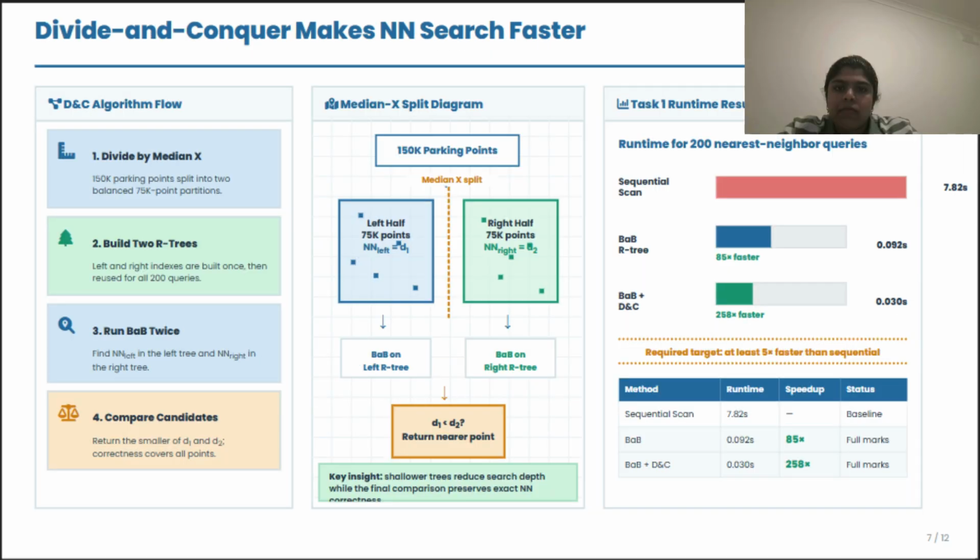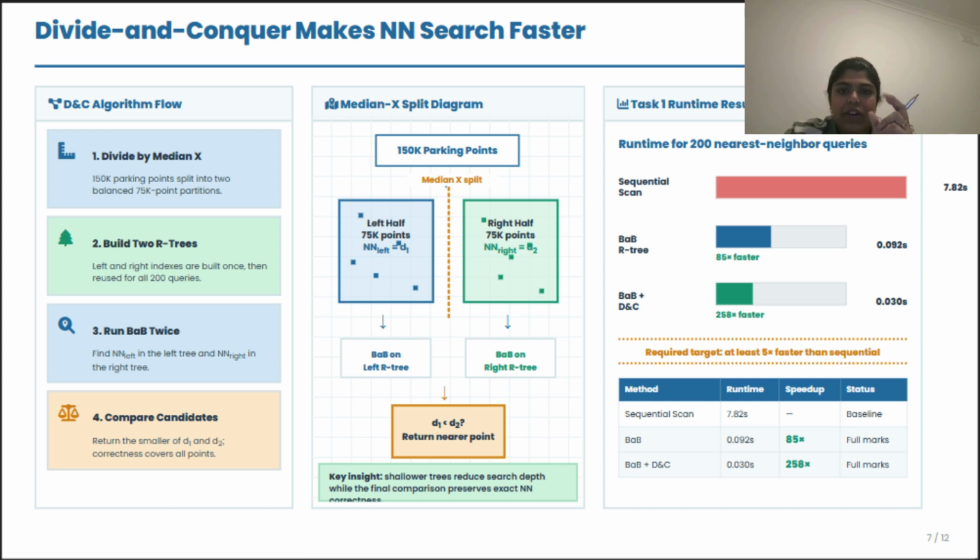Here, my third algorithm adds divide and conquer on top of branch and bound. The key insight on this slide is that the shallow tree reduces the search depth while the final comparison preserves exact correctness. On the R-tree with 150,000 points, the tree is deep, while branch and bound has to traverse many levels before reaching the actual data. I asked myself whether I could make this tree shallower without losing the correct answer.